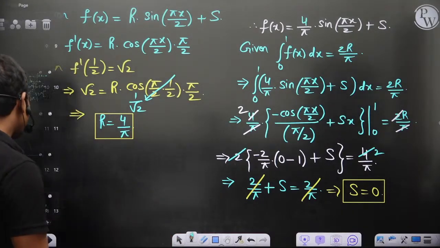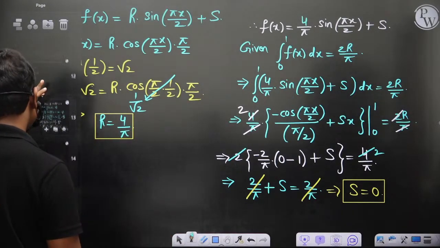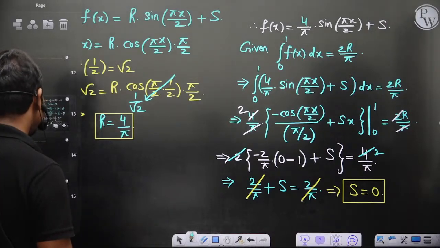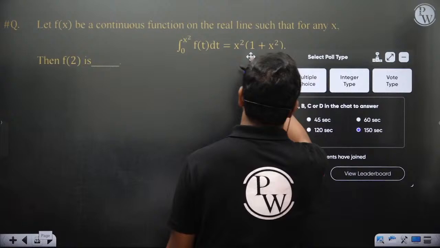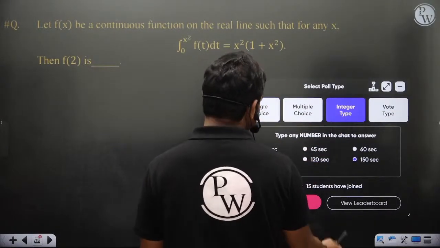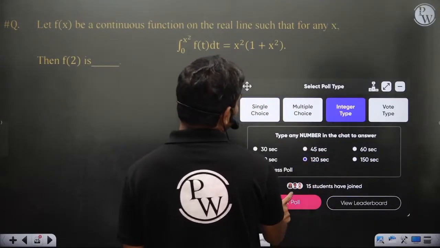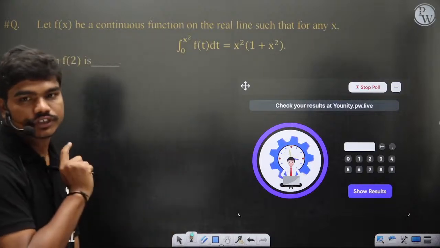Then let's look at some properties which could help you. Before that, I want to give you one more question. So solve this with the knowledge that I have given you. You can solve this. The answer would be an integer. So let's say again, I'm giving 120 seconds. Think and solve this question.